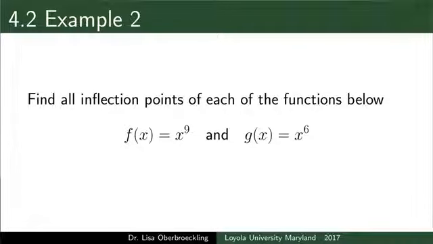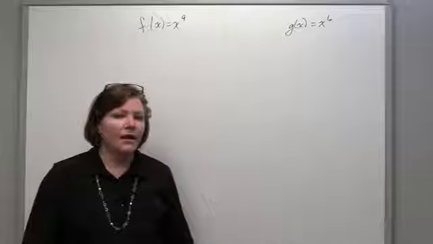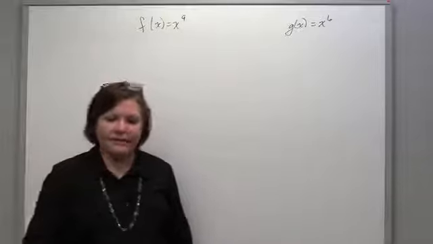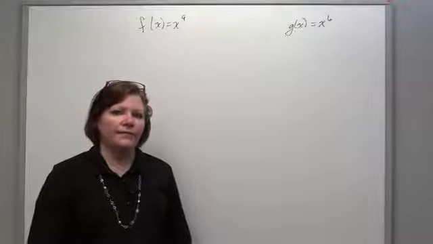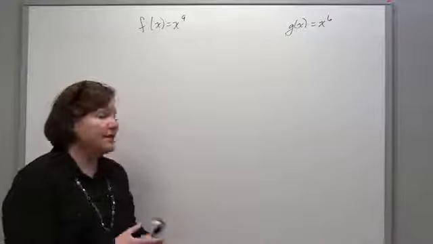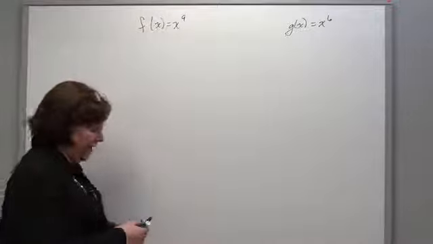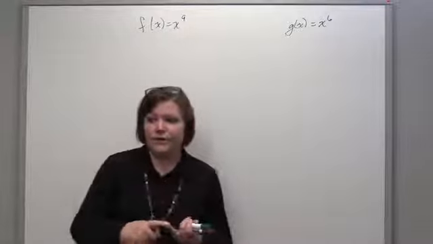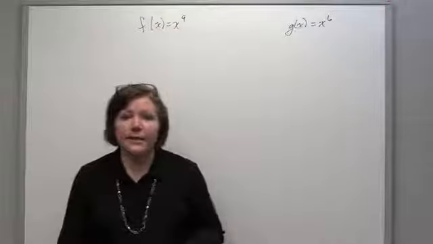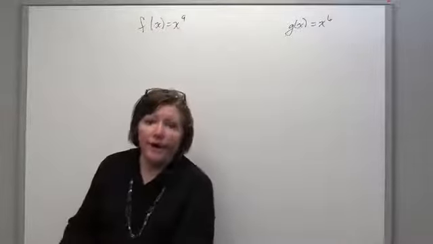So for this example, we're going to look at two different polynomials, x to the 9th and x to the 6th, and we are asked to find all inflection points if there are any. We'll also look at the graphs to see visually what is going on with the inflection points, or if there aren't any. So we'll start with f of x, and whenever we're asked about concavity or inflection points, we should recognize that what we're looking at is f double prime.